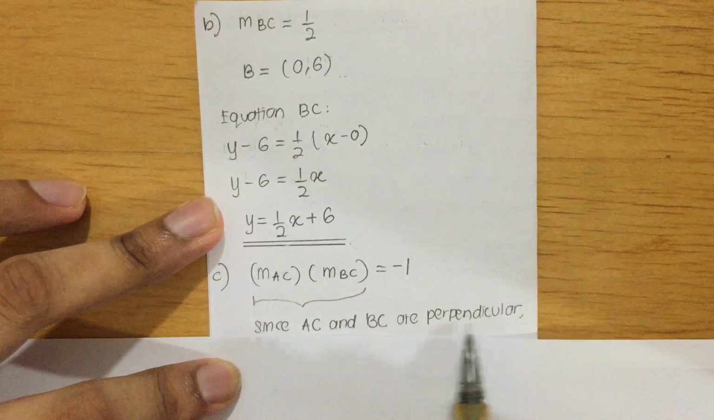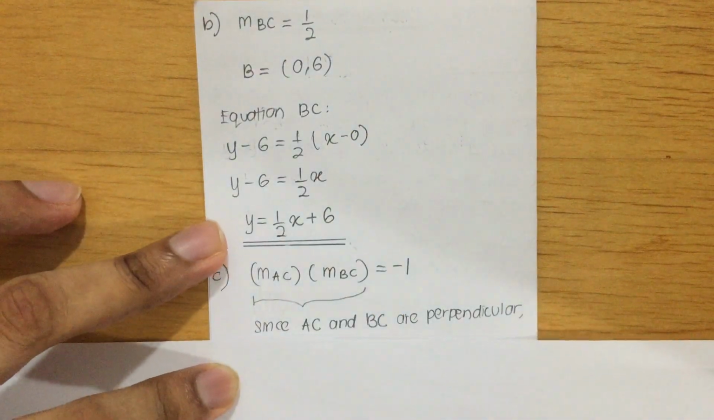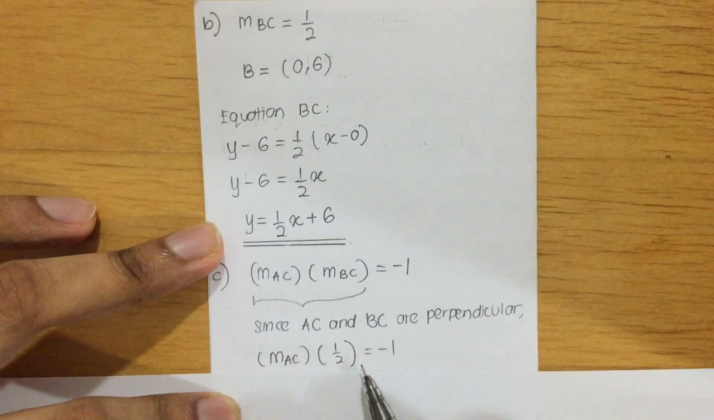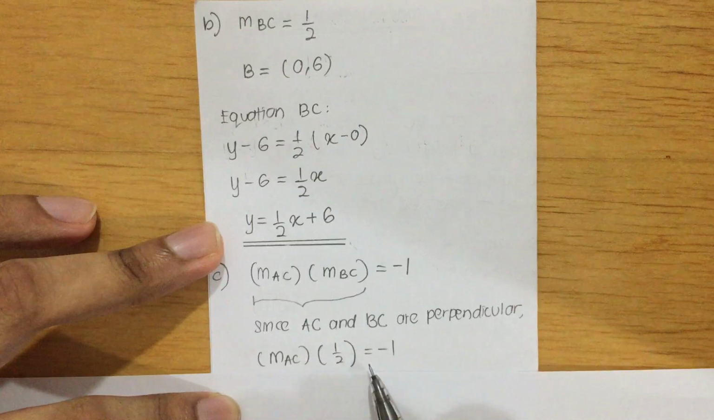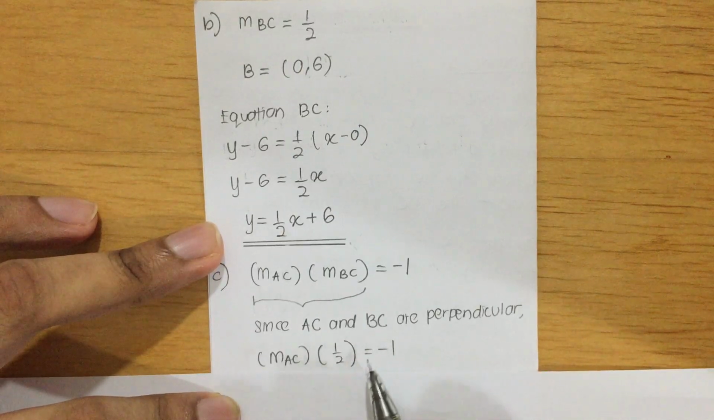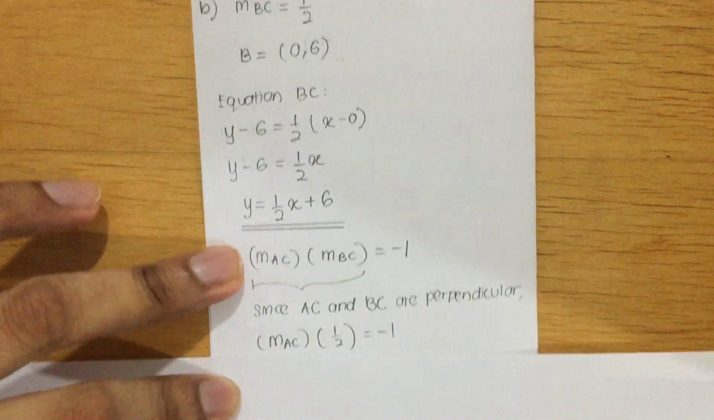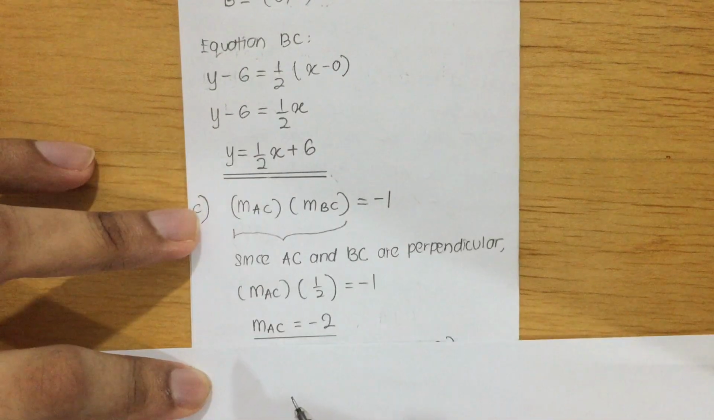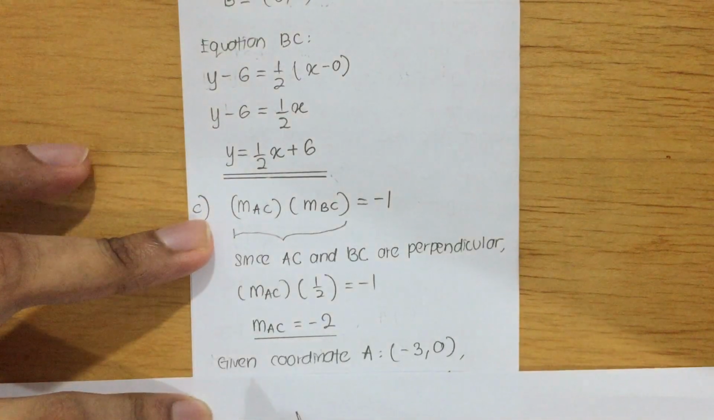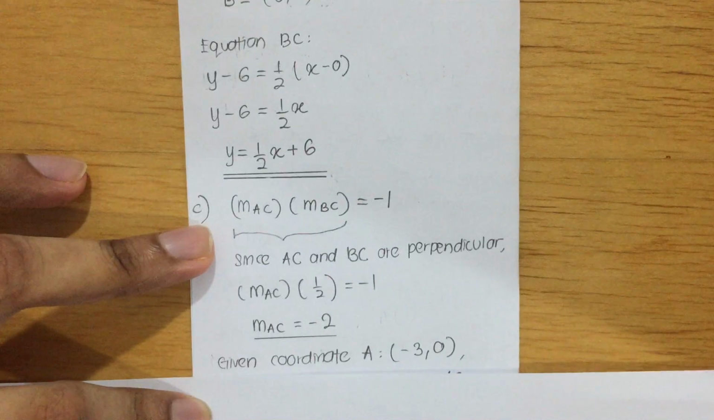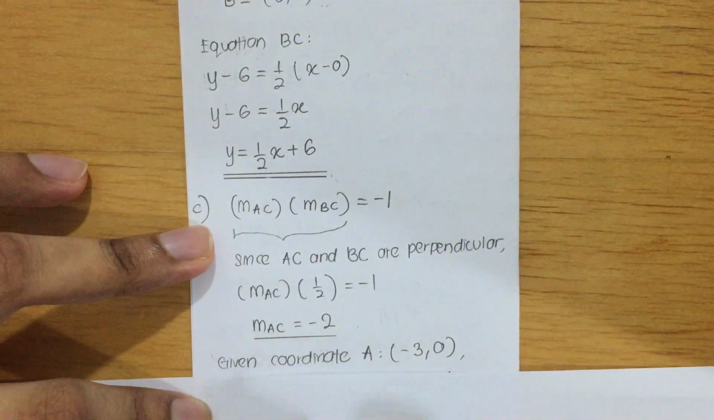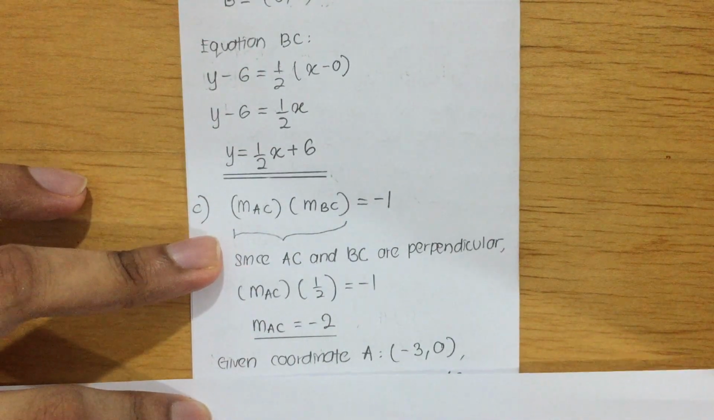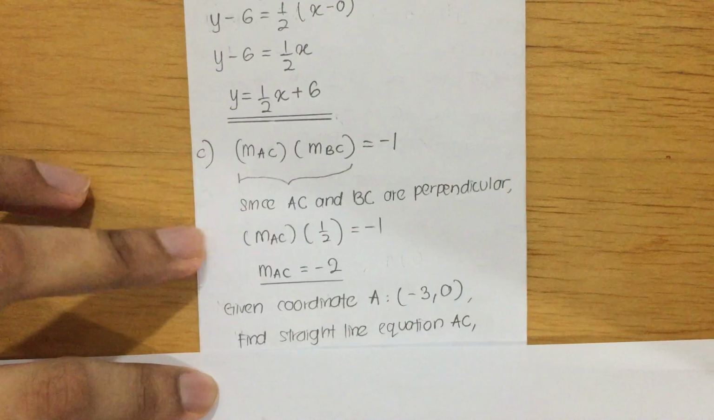Since AC and BC are perpendicular, we are using this formula guys. We have already found the gradient of BC, which is 1 over 2, and the product of the gradients is negative 1. How to find the gradient of AC is very simple, negative 1 divided by 1 over 2, and you should get your answer is negative 2. So your gradient of AC is negative 2. You have your coordinate A, which I've already found in question A, which is negative 3, 0, and you have the gradient. So these two pieces of information are sufficient for us to form an equation AC.